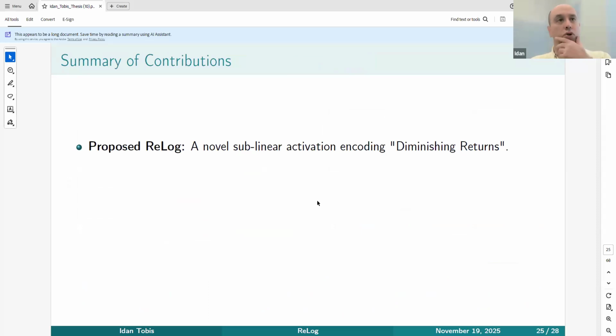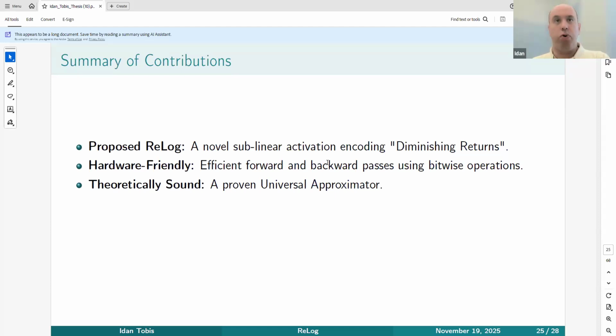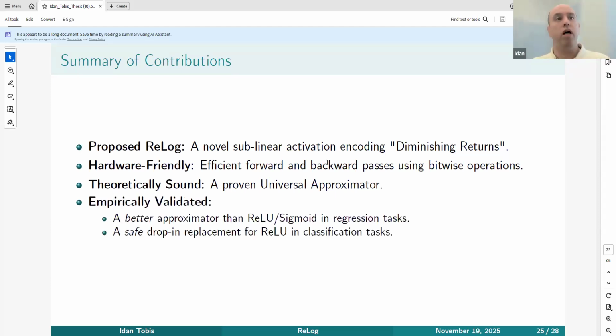So to summarize the contributions, first of all, we proposed ReLog, which is a novel sublinear activation encoding for diminishing returns. This is hardware friendly because it's efficient in both forward and backward passes, and it only uses bitwise operations, nothing more. It's theoretically sound. We've proven UAT theory. It's empirically validated, so it is a better approximator than ReLU and sigmoid for regression tasks, and it's a safe drop-in, even though it's not significantly better than ReLU in classification tasks. And it is faster.